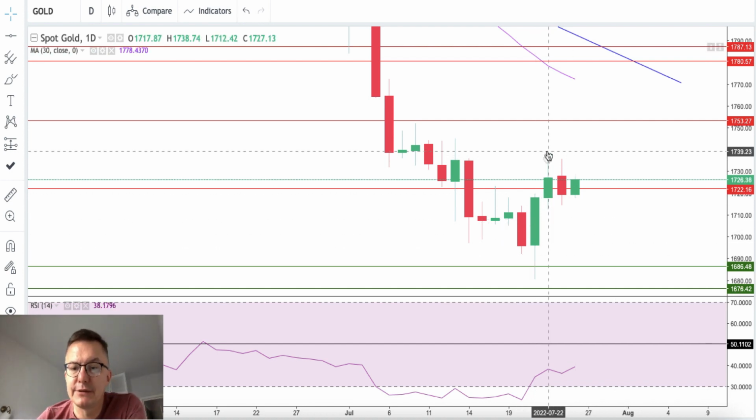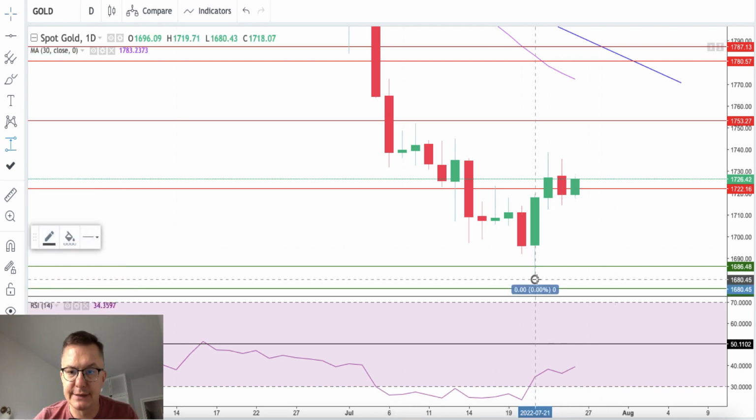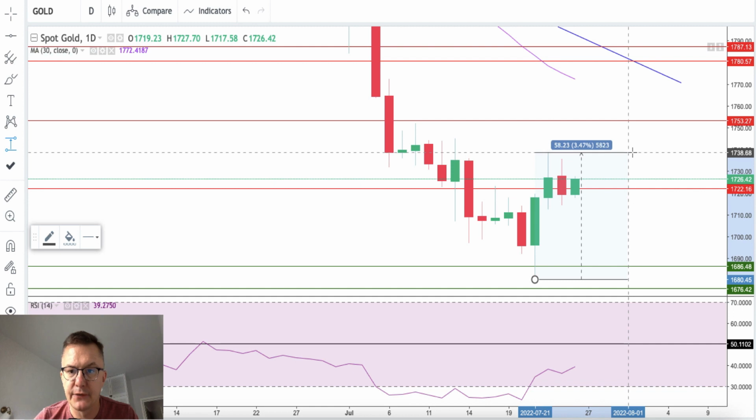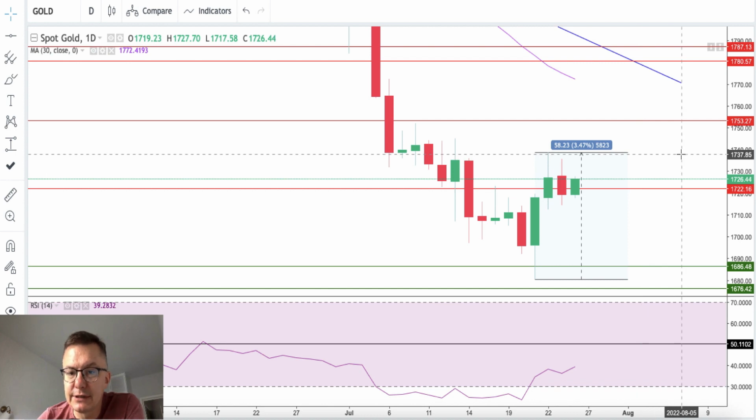However, this bounce is very shallow. How many percent is that? Let me just take a look. As far as I can see, we've made only 3.47%. So 3.5% bounce, not that much, not a big bounce.